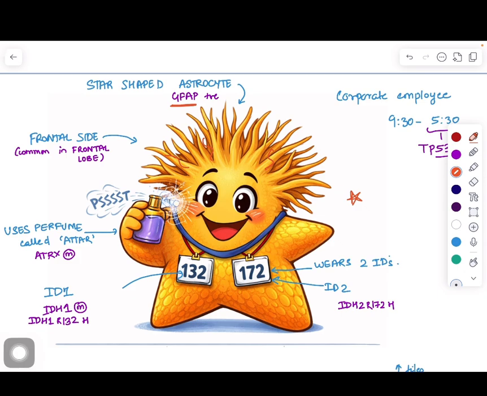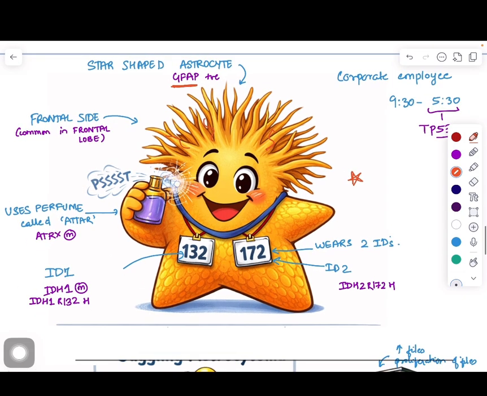So GFAP is an intermediate filament protein which is present in the cytoplasm of the astrocytes. So when we do GFAP immunostaining, what we are actually doing is highlighting the cytoskeletal fibrillary network of astrocytic cells. So when the tumor is GFAP positive, it confirms that it is of astrocytic differentiation. So GFAP will be seen in astrocytes.